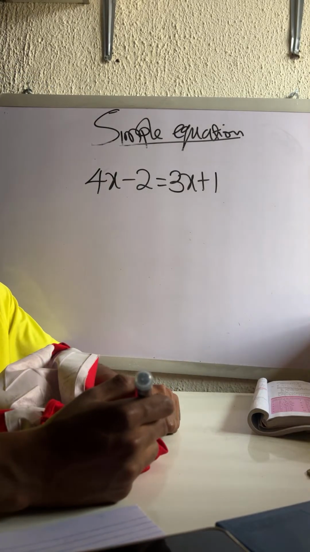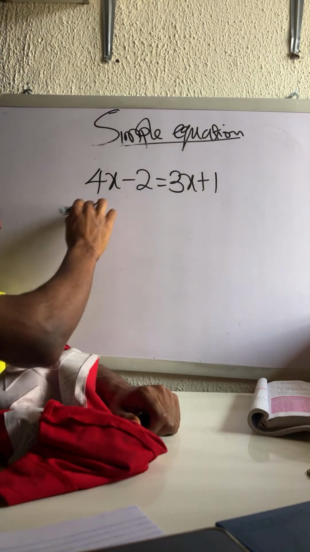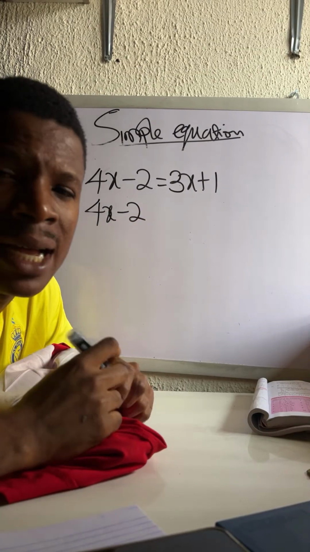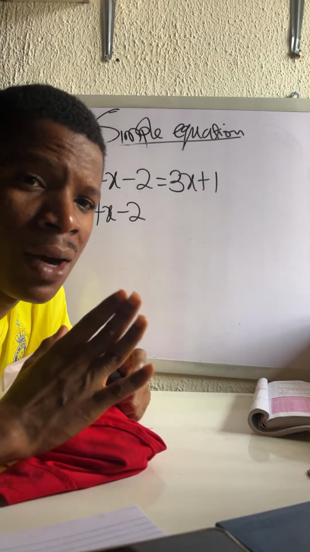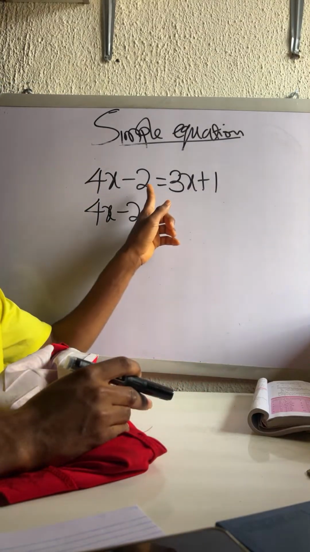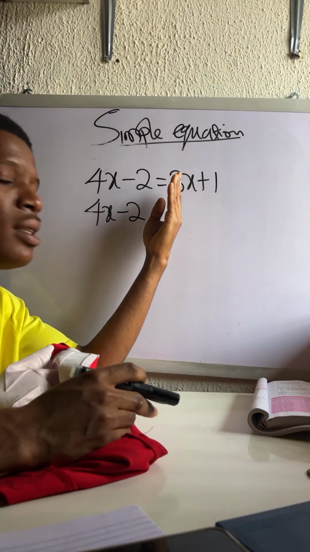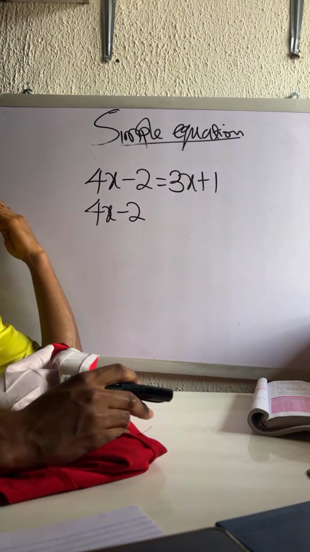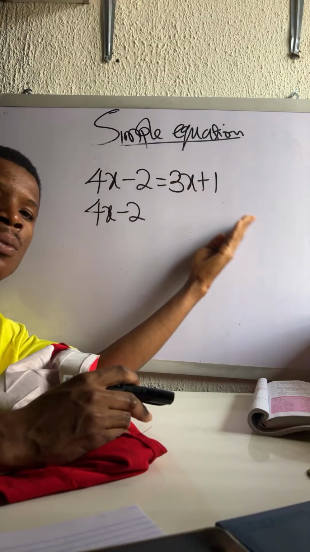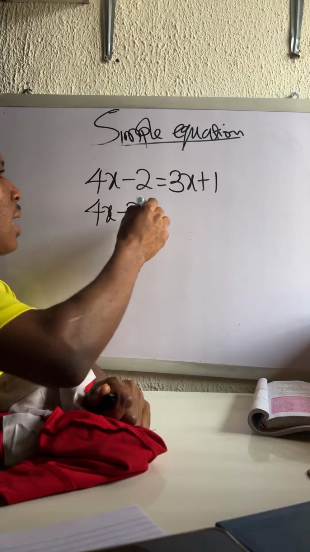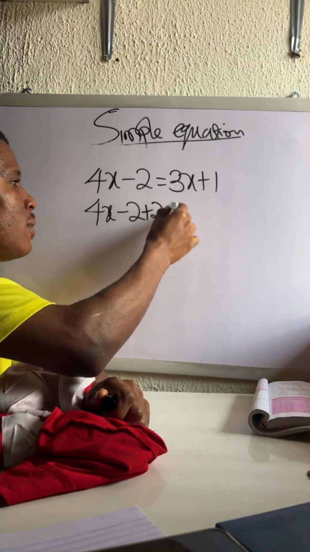So what do you do when you have problems like this? You have it as 4x minus 2, so that you won't be that confused. The first thing you have to do is to add the what? Constant. Get rid of the constant. You know we always want the variable to be on the left hand side, while the constants are on the right hand side.